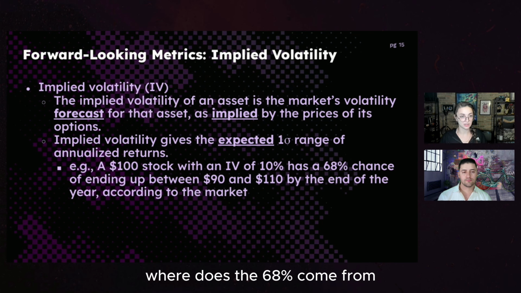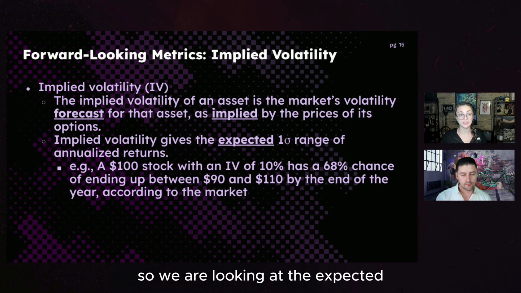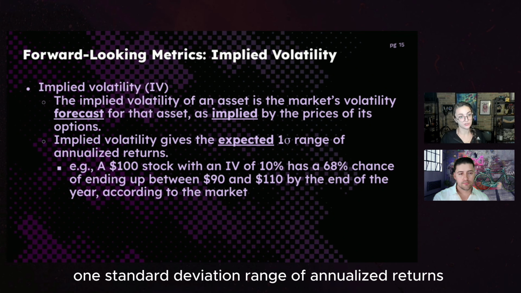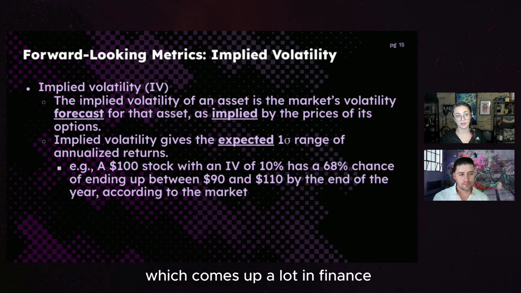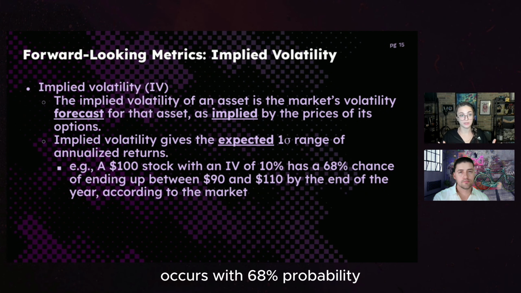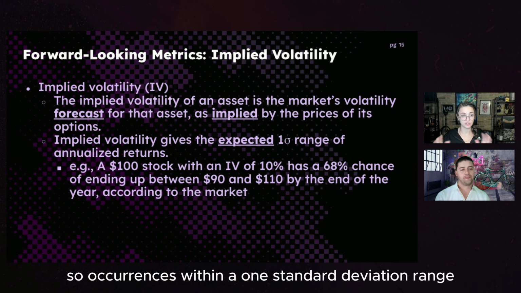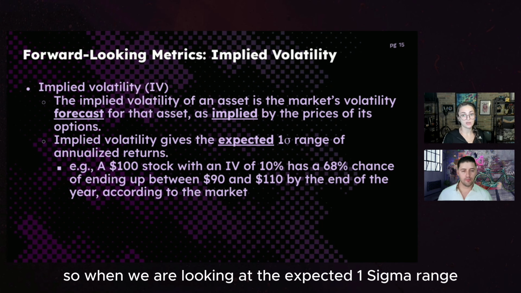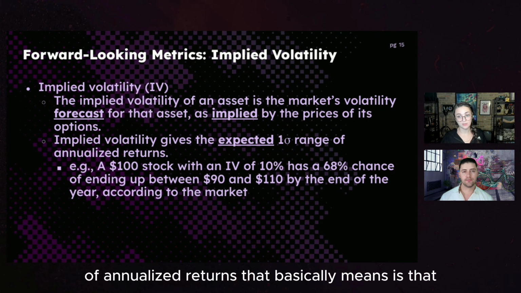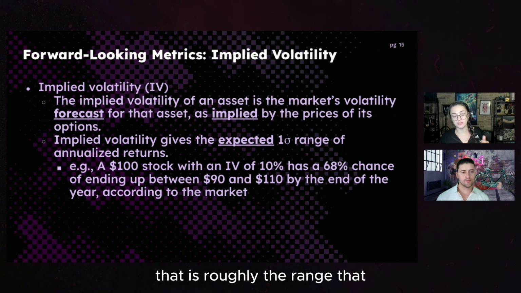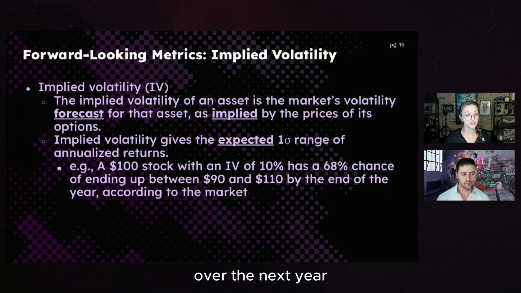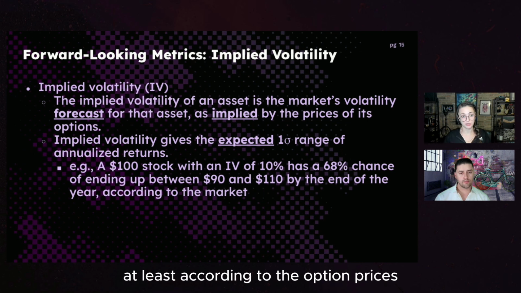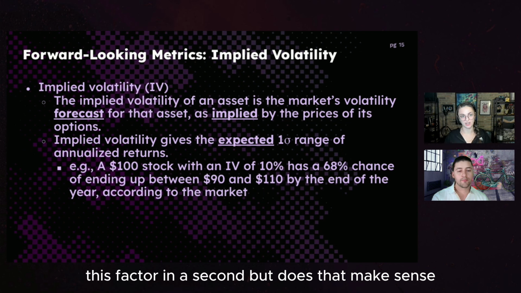Where does the 68% come from? We are looking at the expected one standard deviation range of annualized returns. A standard deviation range for the normal distribution, which comes up a lot in finance, occurs with 68% probability. So occurrences within a one standard deviation range are about 68% of the occurrences. When we are looking at the expected one sigma range of annualized returns, what that basically means is that it is roughly the range that the stock price is most likely to wind up between over the next year, at least according to the option prices. I'm going to talk about how those factor in a second. But does that make sense?